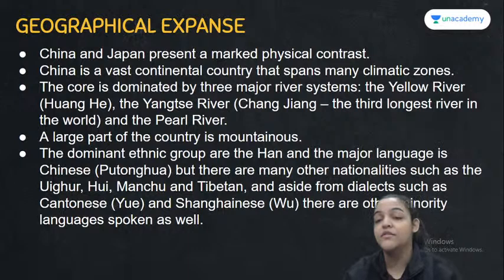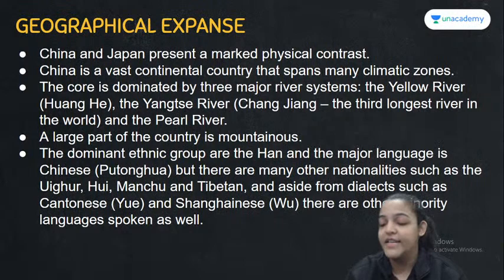Because initially during the Chinese civilization, the Yellow River and the Yangtze River would flood a lot. Yes, they did leave behind a layer of fertile silt, but initially it was really difficult to handle that flood. We also have the Pearl River, which is the third longest river in the world. Obviously, the longest river is the Nile.